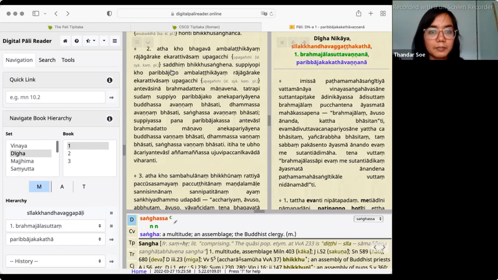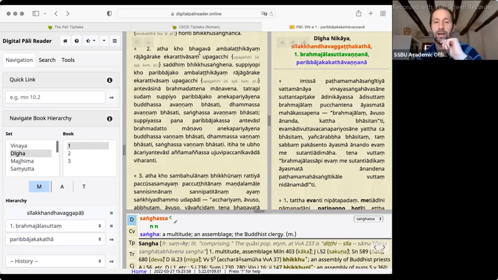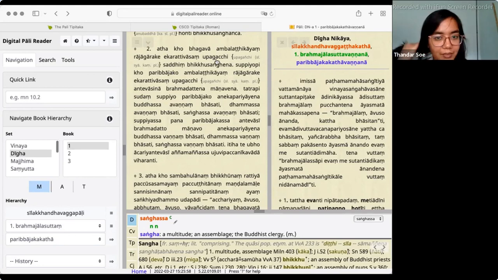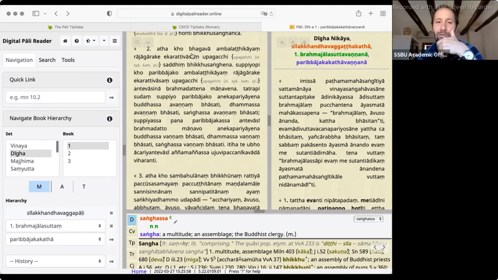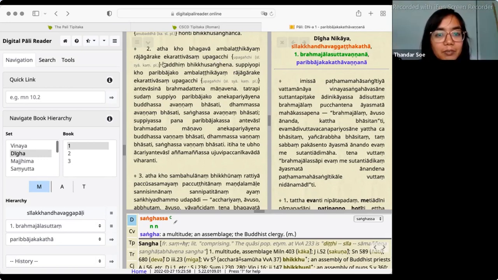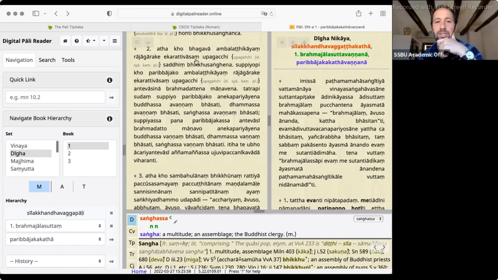Bhagava upagachi. Bhagava is the nominative subject of upagachi. Yes, nominative subject. And how do you understand this sentence? Bhagava upagachi, upagachi means to reach, to go near. It is the past tense, or the aorist.